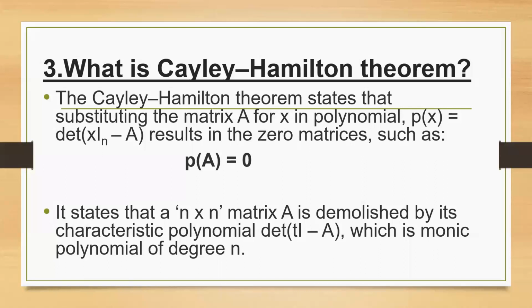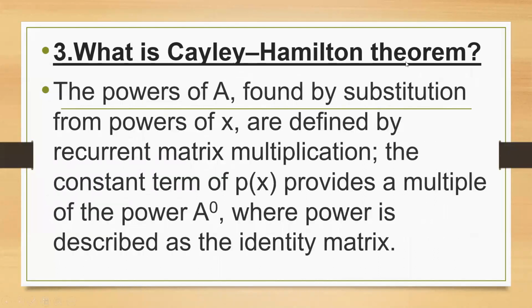Moving on to the next slide. Moving on to the third subtopic, what is the Cayley-Hamilton theorem, which is its continuation. The powers of A found by substitution from powers of x are defined by recurrent matrix multiplication. The constant term of P of x provides a multiple of the power A to the power 0, where that power is described as the identity matrix.